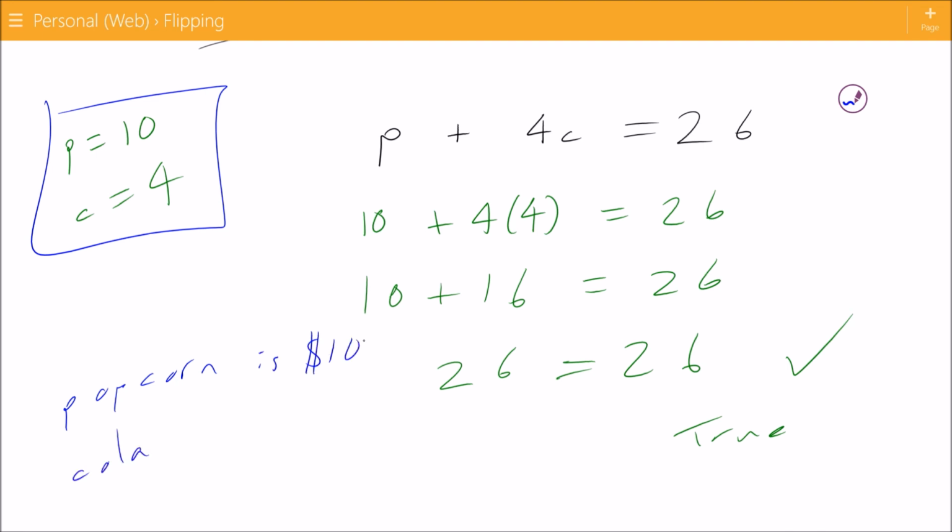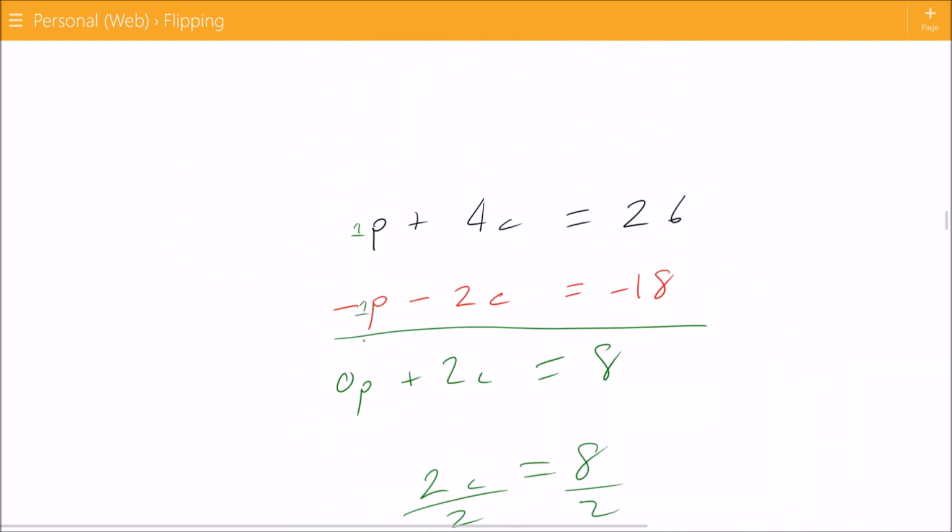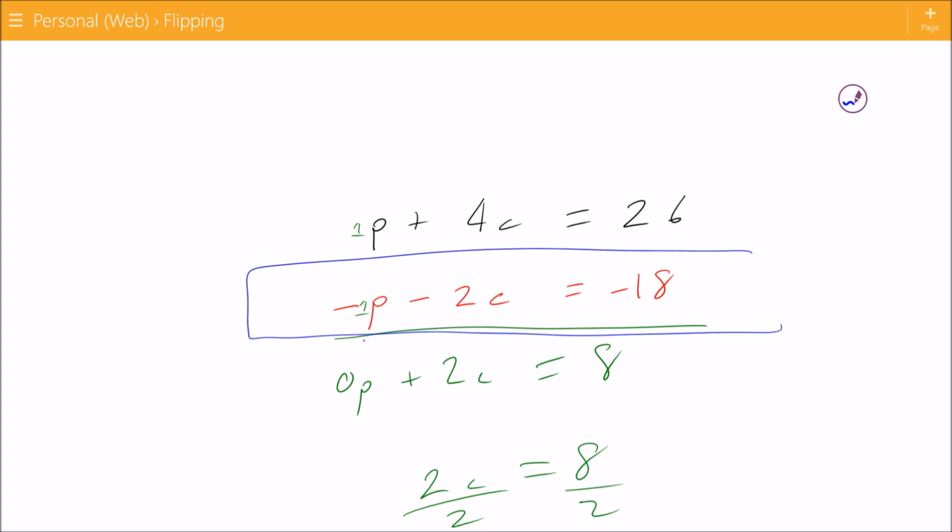And colas are $4 each. That's it. We can do that because, again, we multiplied one whole equation that we had here out of the two. Going back up to here for a moment, we made this whole thing negative so that I could really eliminate the p. Get that out of there.